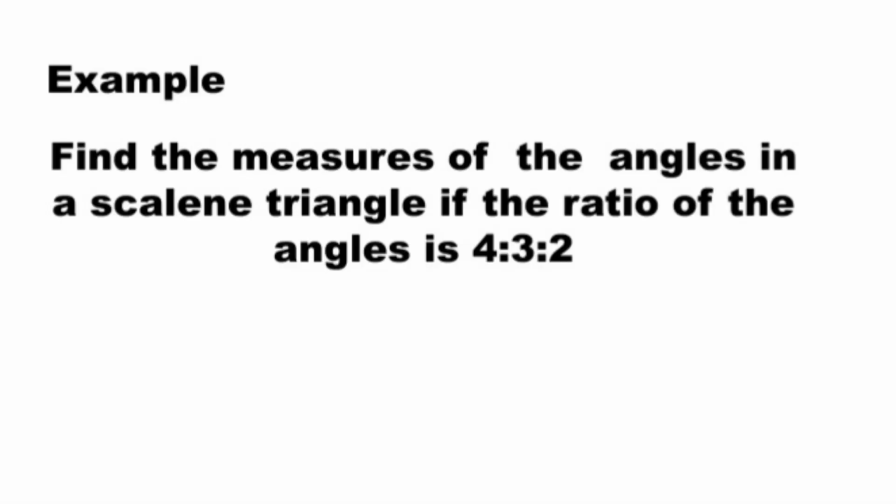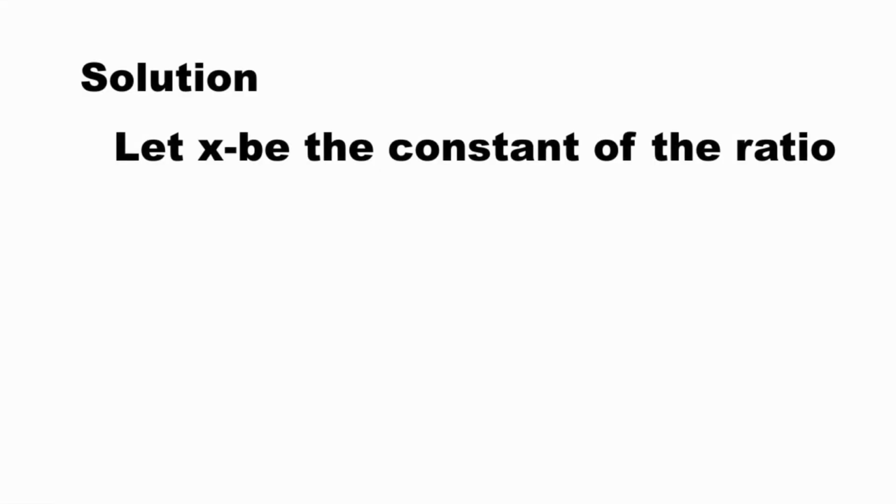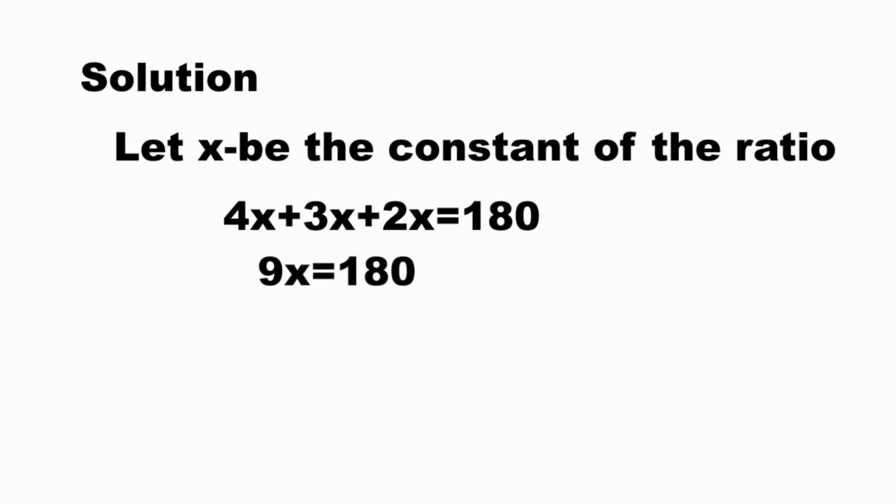Another example: find the measures of the angles in a scalene triangle if the ratio of the angles is 4:3:2. In a ratio, there is always a constant, so let x be the constant of the ratio. So 4x plus 3x plus 2x equals 180. Combining x, so we have 9x equals 180, and dividing 180 by 9, x is equal to 20.